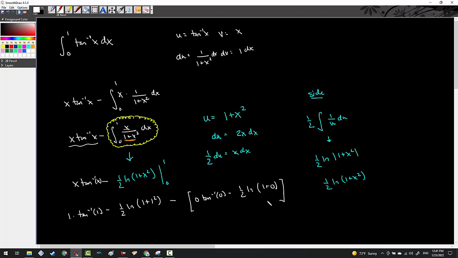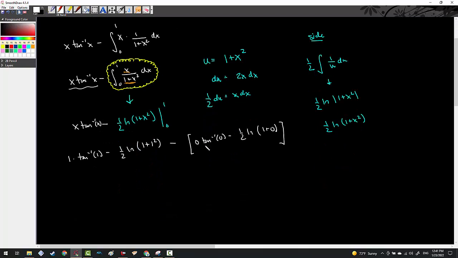Okay, that's a lot to take in, but we can go ahead and do this. Luckily, this guy is 0. ln of 1 is also 0, so the entire right side is gone. Tan inverse of 1 is going to be pi over 4 minus 1/2 ln of 2. And I think that's going to be as far as we can go with this integral.